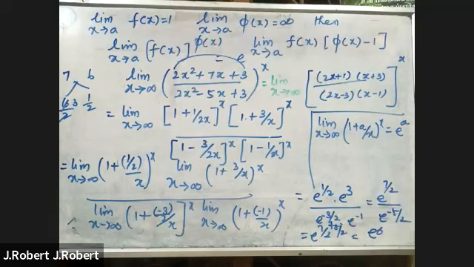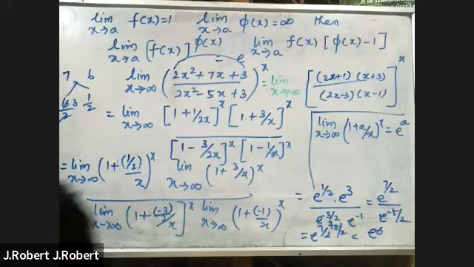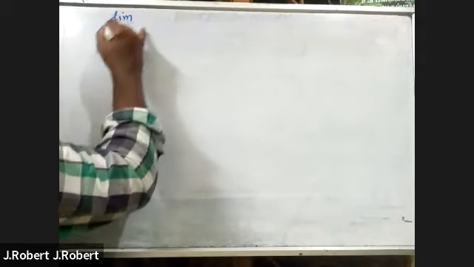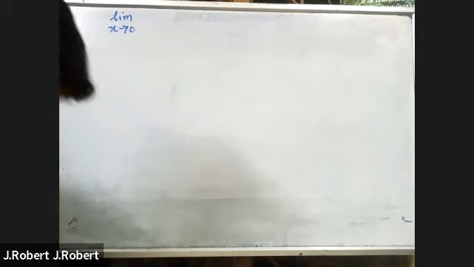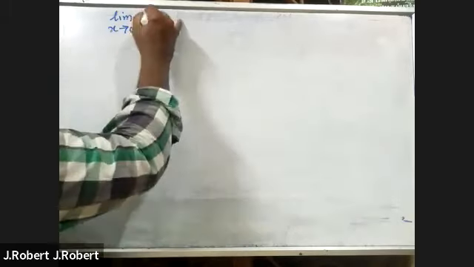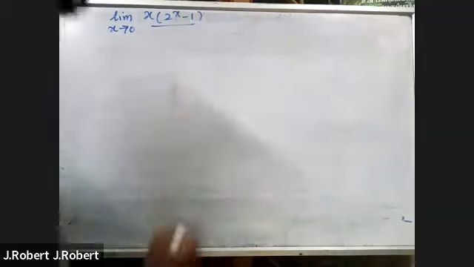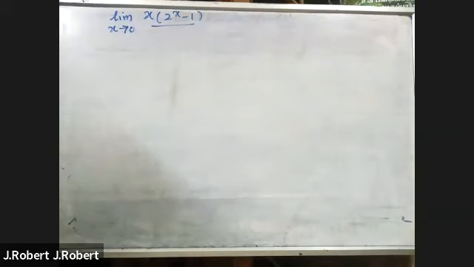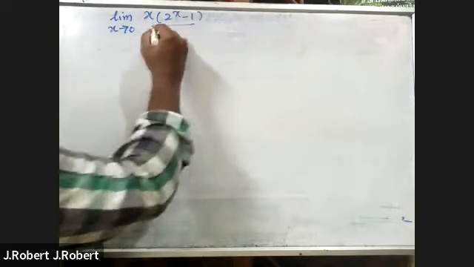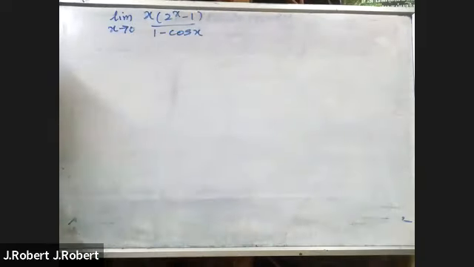Next problem. Write a little quickly, fast. Evaluate the next problem. Evaluate limit x tends to 0 of x into 2 power x minus 1 divided by 1 minus cos x. Okay. So limit x tends to 0.